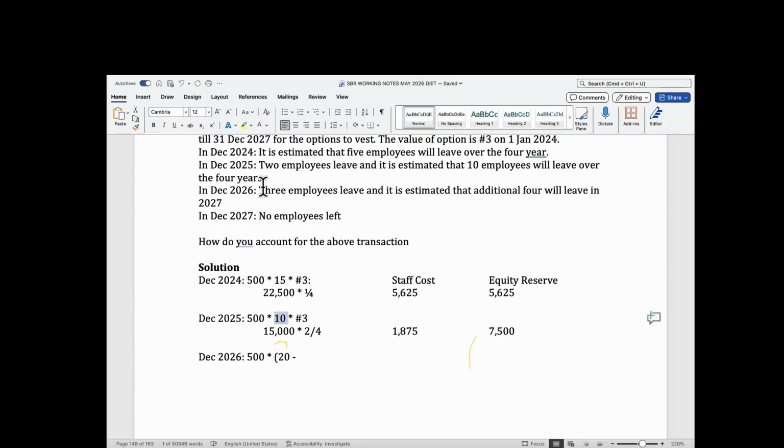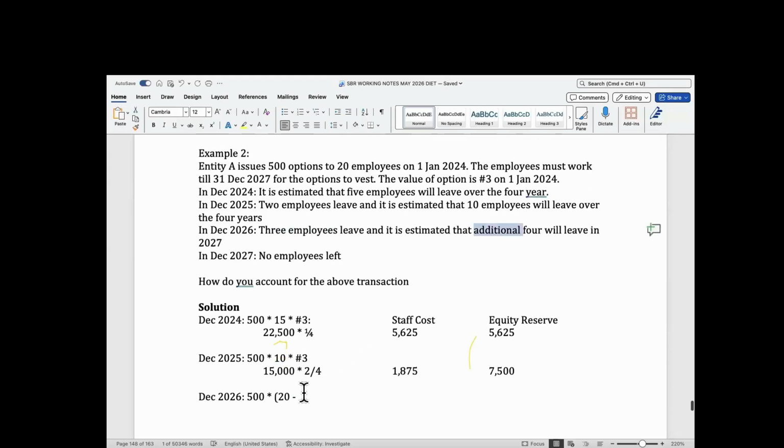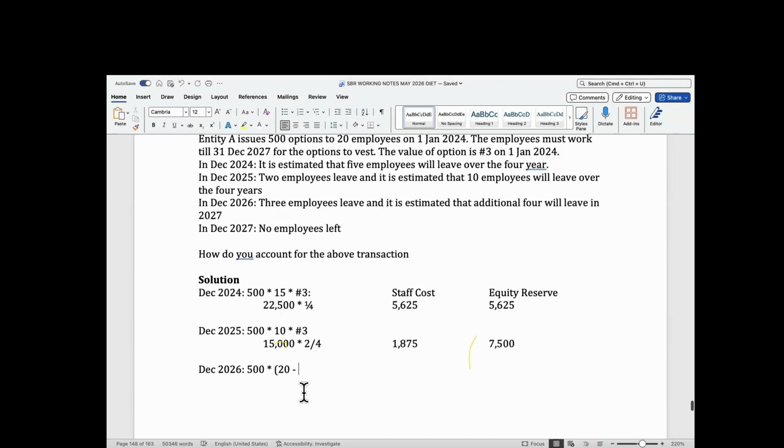Now in 2026, it has changed again because 3 people left. They now say that, okay, additional 4 will leave. So fine. Since this one is clear, the estimate they gave me is just the estimate of 2027 alone. I then need to ask myself, I need the total that has left so that I can know who is remaining in 2027.